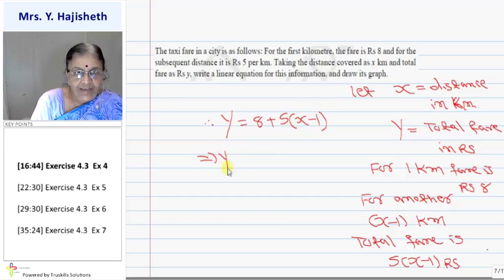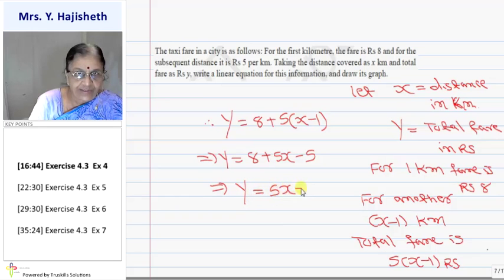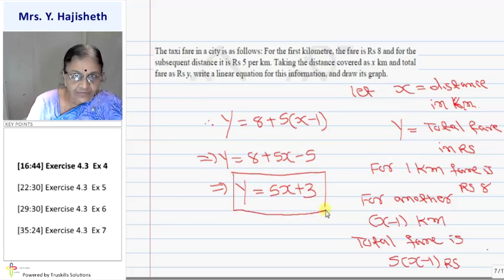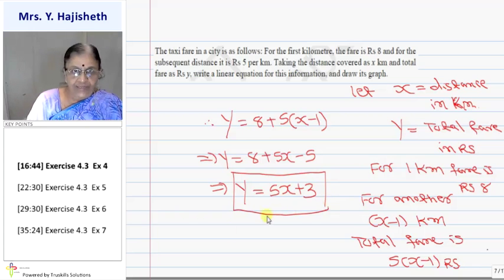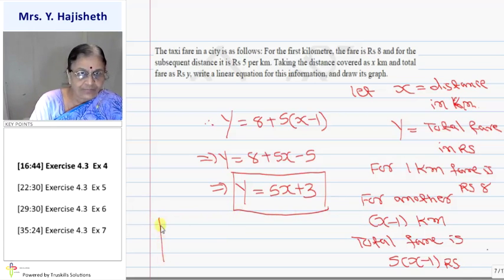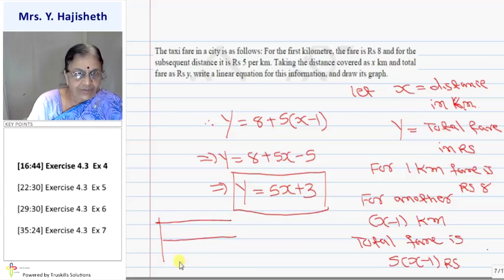Simplified, y is 8 plus 5x minus 5. So I can get the linear equation y is 5x plus 3. This is the equation representing this information. Okay, y is 5x plus 3. Now I have to draw the graph. So for that I have to form the table. How do I form the table? I will take two solutions.